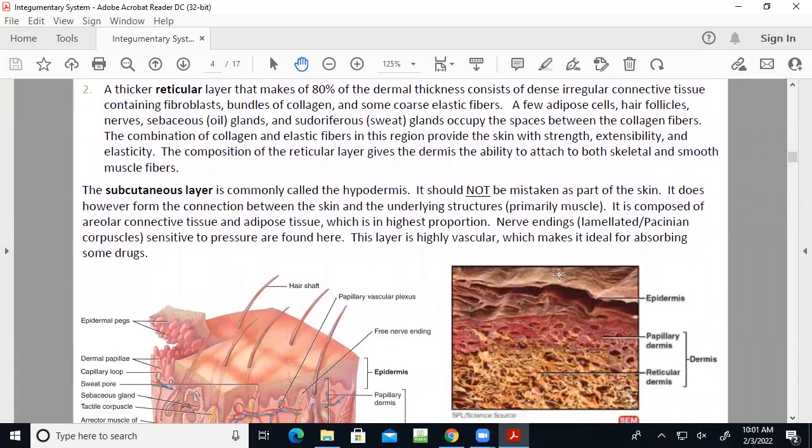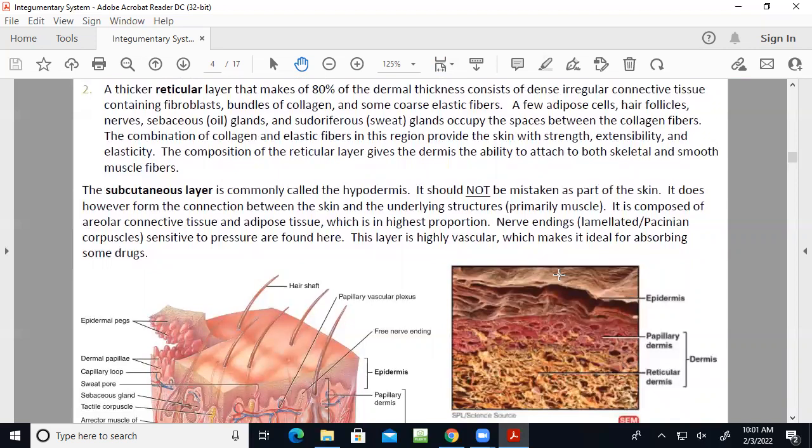The thicker layer is the reticular layer, which makes up the other 80% of the dermis thickness. It consists of dense irregular connective tissue. We talked about that the other day. It means it's got those collagen fibers running in all sorts of different directions.